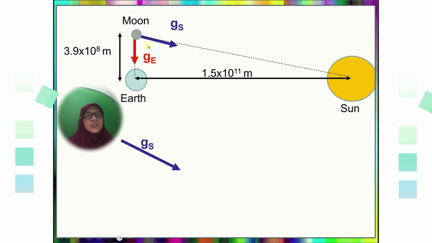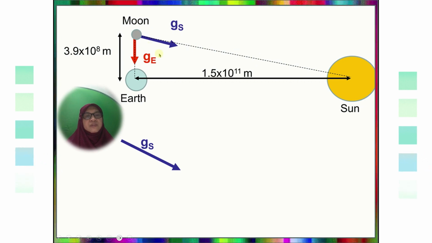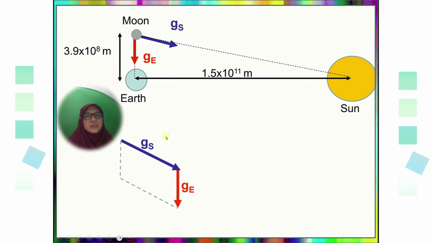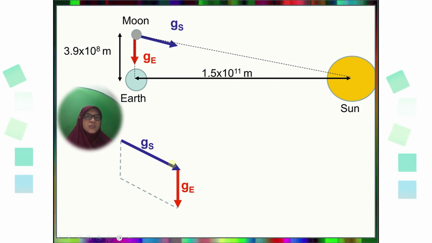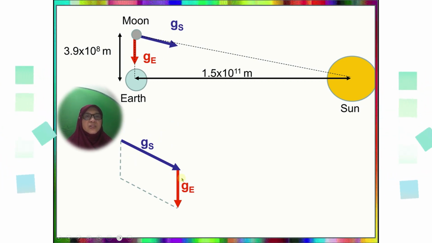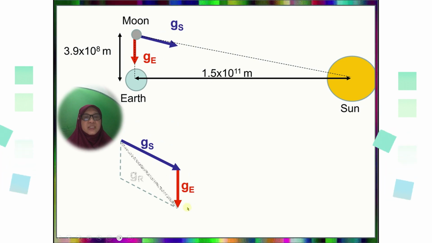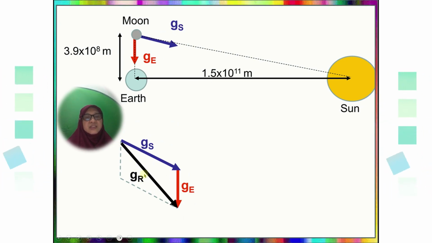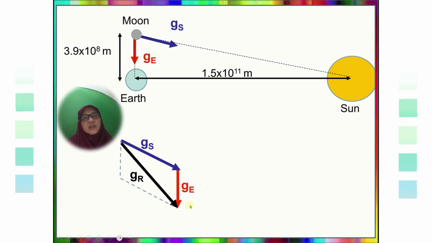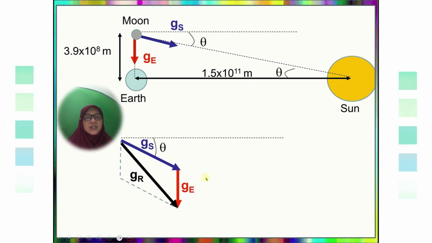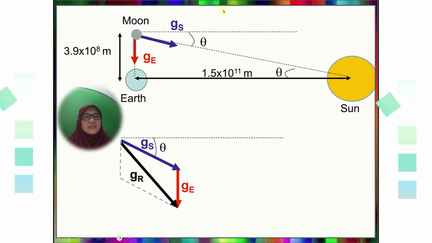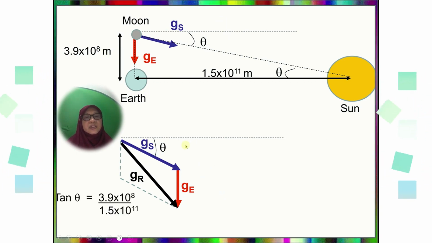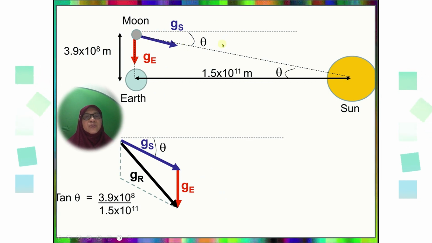So there are 2 gravitational fields. Then g S is this way. We use vectors and the parallelogram method: g S followed by g E. So this will be the resultant g, the resultant gravitational field. To find the angle, we can use a trigonometric ratio, tangent.